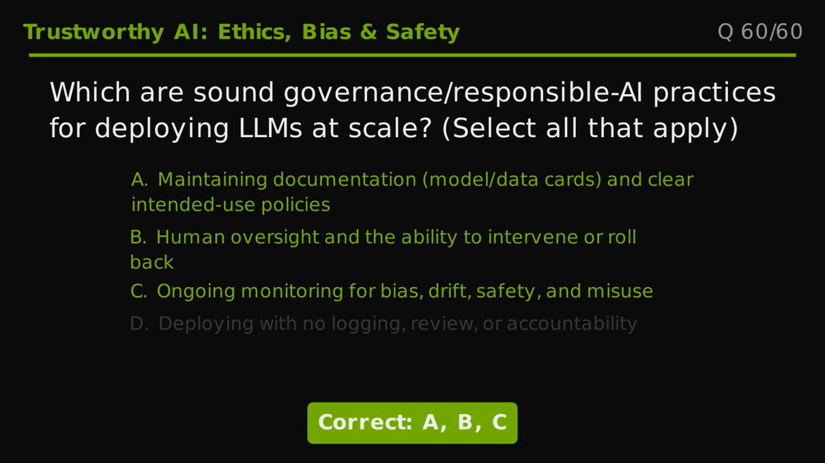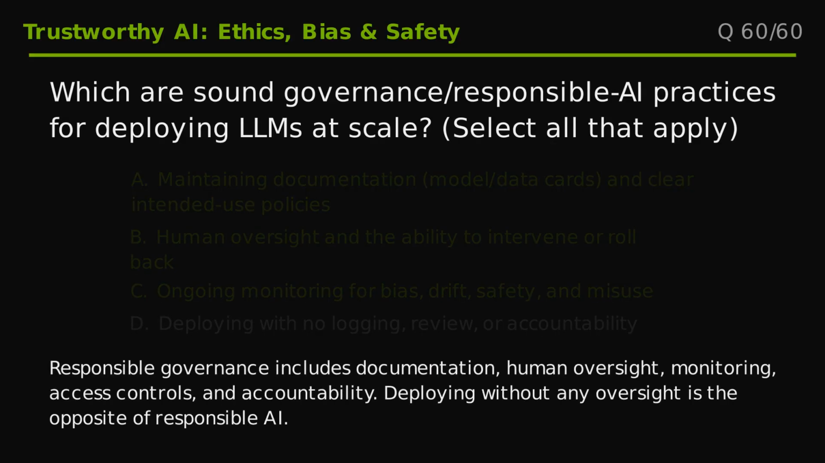The correct answers are A, B, and C. Responsible governance includes documentation, human oversight, monitoring, access controls, and accountability. Deploying without any oversight is the opposite of responsible AI.